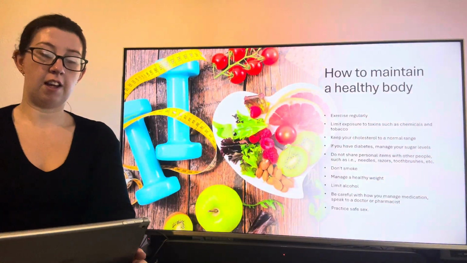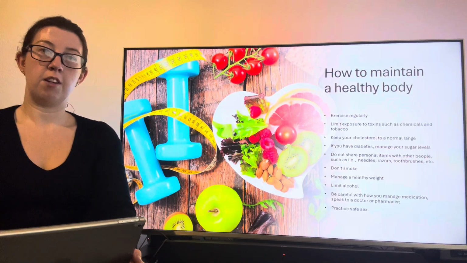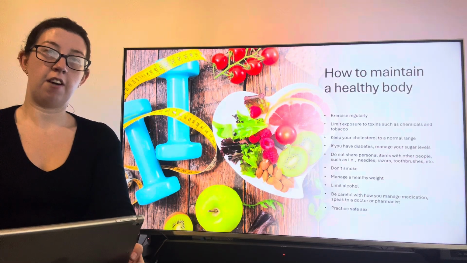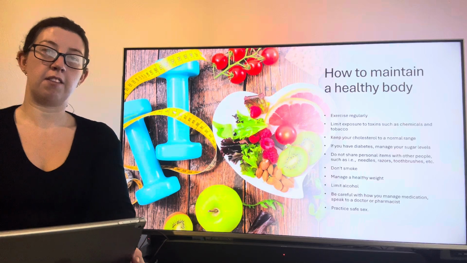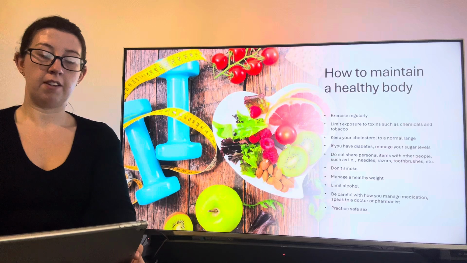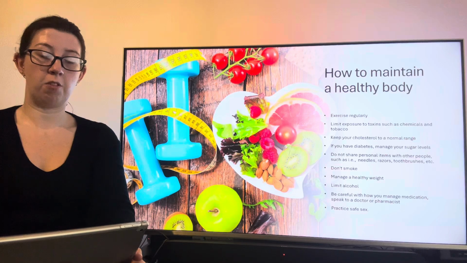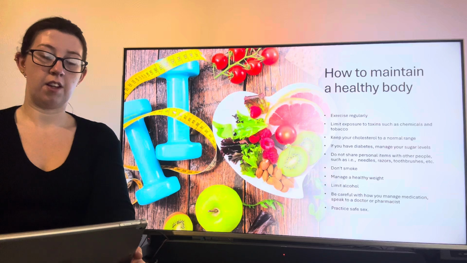How to maintain a healthy body. Exercise regularly. 30 minutes at a time is a healthy amount in one exercise session. Limit exposure to toxins such as chemicals and tobacco. Keep your cholesterol in a normal range. If you have diabetes, manage your sugar levels.